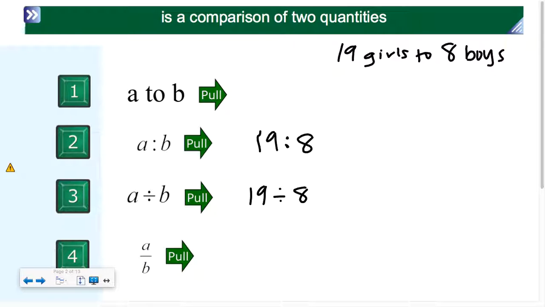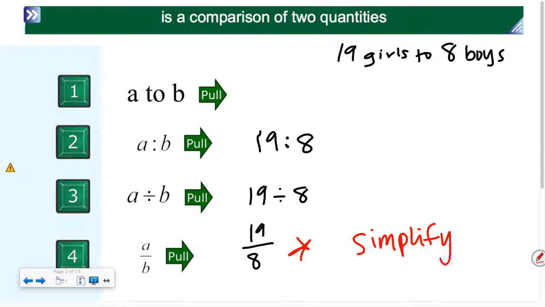And then the last way, as a fraction. Ratio of girls to boys is 19 to 8. You will see the fraction most often in the math classroom. Since you're going to be writing your ratios for the most part as fractions, we're going to have to make sure they are in simplest form. So you're always going to have to reduce your ratios, since we're going to write most of them as a fraction. Even if you write them with a colon, they still need to be simplified. Ratios always have to be simplified.